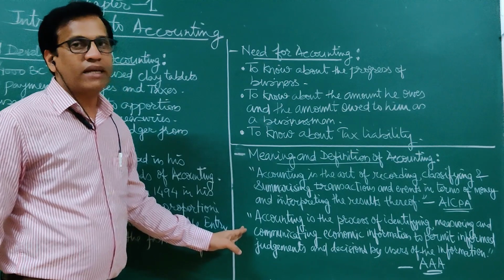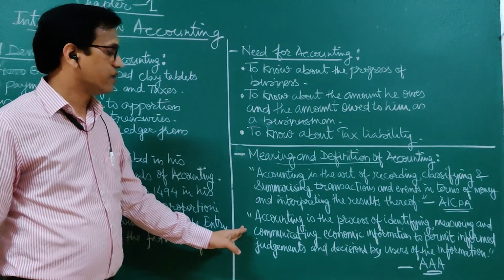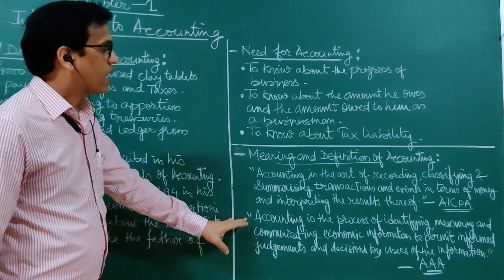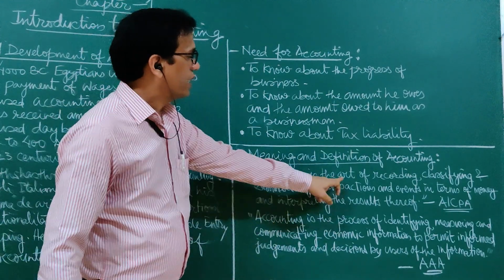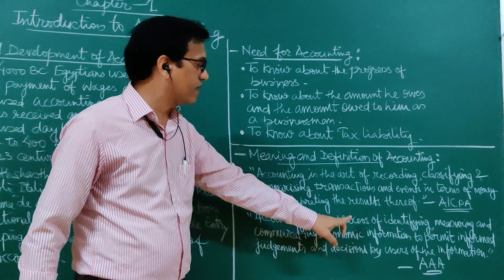Then the American Accounting Association, AAA, says accounting is a process. It has also stated accounting as a process. The AICPA said it is an art, whereas here it is described as a process.